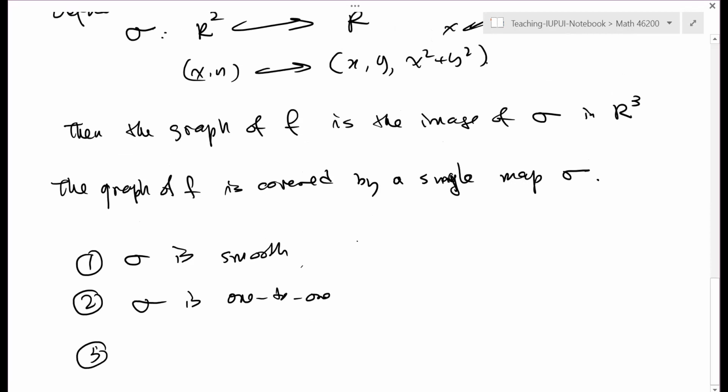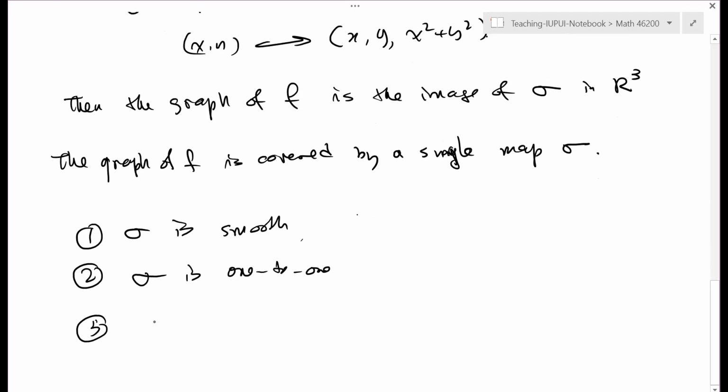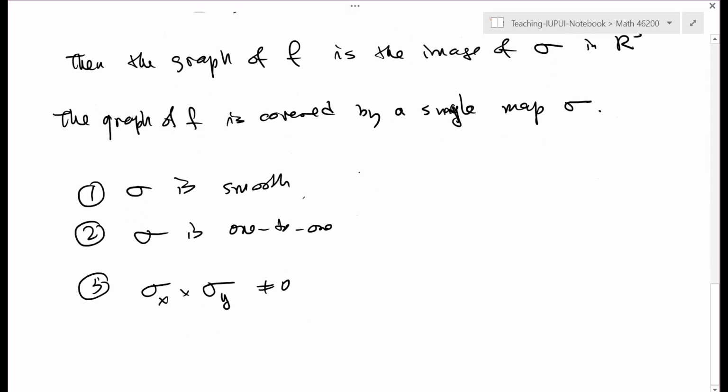More important, there is another important property. We're going to verify this later. This never is 0, as a partial derivative. I will explain the third point later. So those are the nice properties of this sigma.